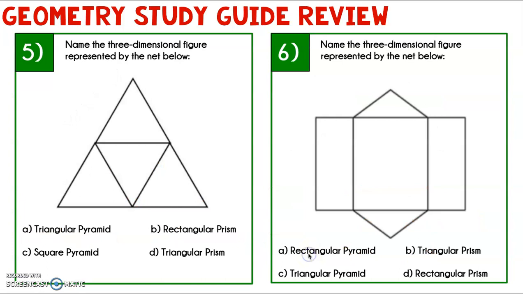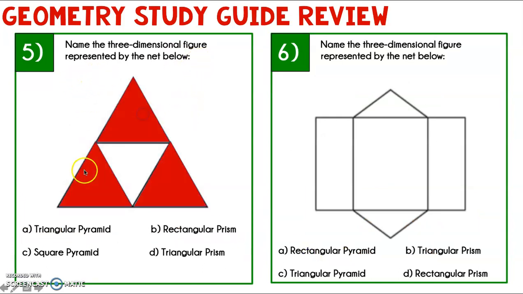Okay. For number 5, it says to name the 3D shape below. If you look, we have triangular sides. So I know it's some sort of pyramid. Pyramids are named by their bases, and this one has a triangular base. So it's a triangular pyramid, okay?